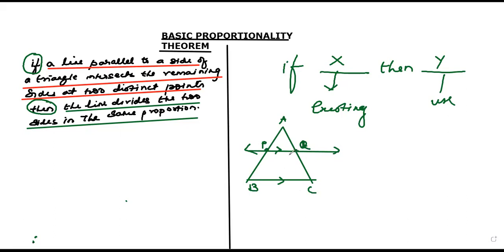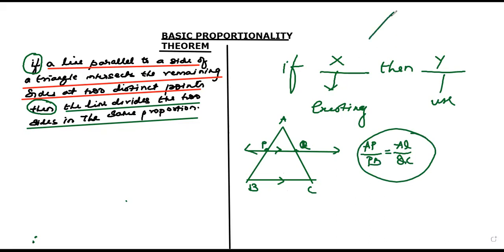If you see this condition, then immediately it divides the two sides in the same ratio, the same proportion. AP upon PB is the ratio on side AB, and AQ upon QC is the ratio on side AC. These ratios, AP upon PB and AQ upon QC, are equal. So the moment you see PQ parallel to BC, you can come to this conclusion.